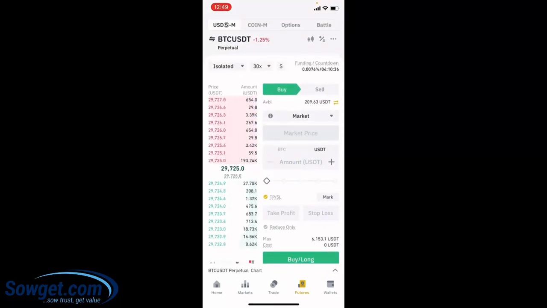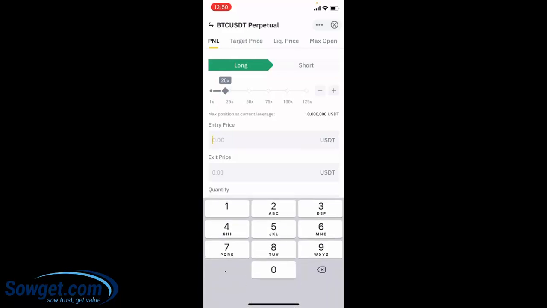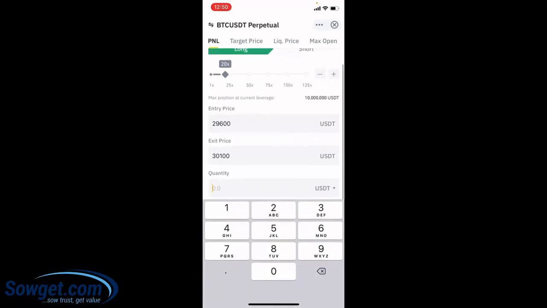Now let's go back to how to use the calculator, because I said I'll show you guys that. So let's say you want to calculate your profit and loss for a particular trade. Just come here to where you have entry price, enter the price at which you want to enter the trade. So let's say it's Bitcoin. So let's say we want to enter this trade at, okay, let's say $29,600. And then exit price, okay, we want to take our profit. Let's say we want to take our profit when it gets to $30,100.